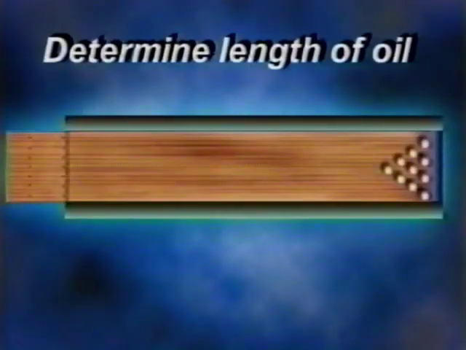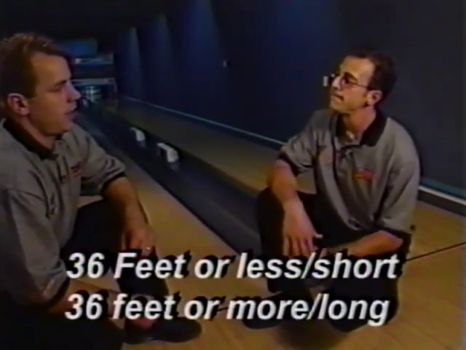And after the volume, what are you looking for? After the volume, then we want to determine what length or how far down the lane the oil is applied. Generally, the cutoff distance between whether determining an oil pattern is either short or long is about 36 feet or so. That's great. I imagine you see a wide variety of conditions out on the Pro Tour.